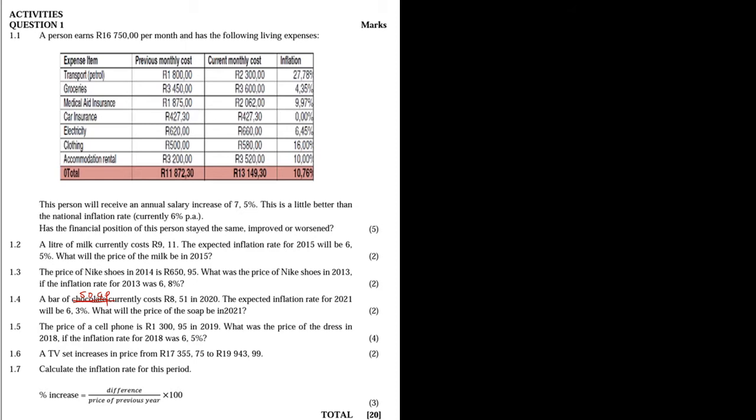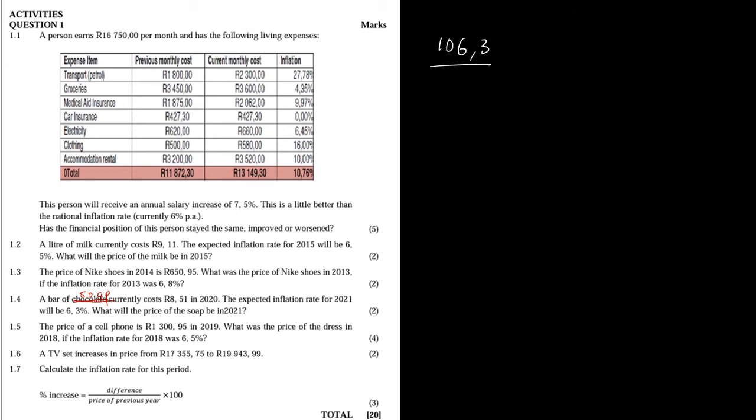What will the price of the soap be in 2021? See, notice it would be soap, not chocolate. Okay, so let's go on with this. All we're doing is increasing the price of the soap, because previously it was 8.51. Inflation will take place and now it would be a little expensive. So remember, your answer will obviously be bigger. So all we do is increase the amount. So by increasing it, we can use 106.3.